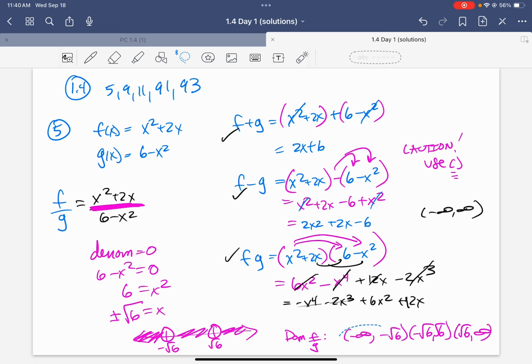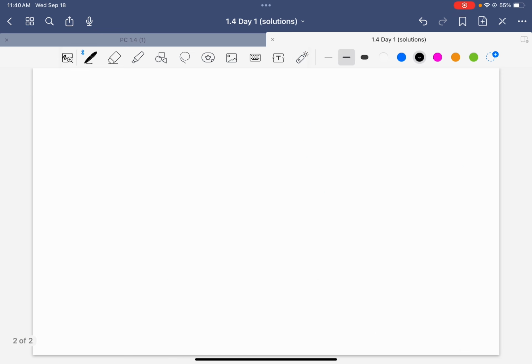And yes, if you remember, it would be amazing if you can remember to put a union symbol in between those. It means that you can put in any value in here, or any value in here, or any value in here, because union means or. So that's number 5. Let's look at number 9.